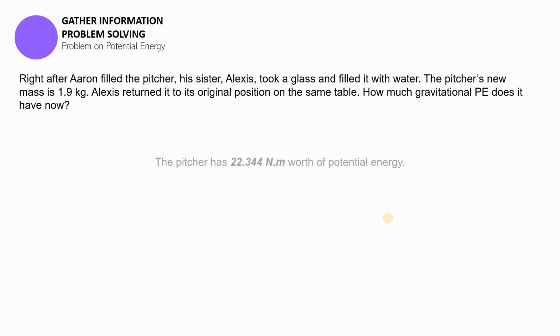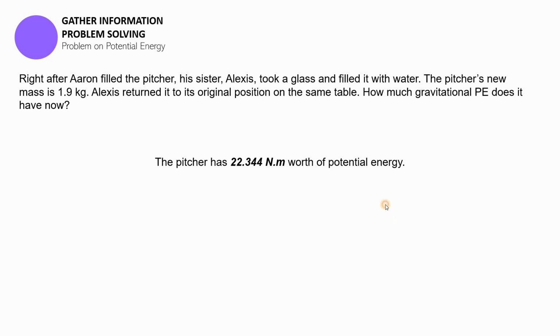Your answer should be 22.344 Newton meter, or it's 22.344 kilogram meters per second squared meter. Ayan. And then it's also read as 22 and 344 thousandths Newton meter worth of potential energy, particularly gravitational potential energy. Did you get this correctly? I hope you did. All right.